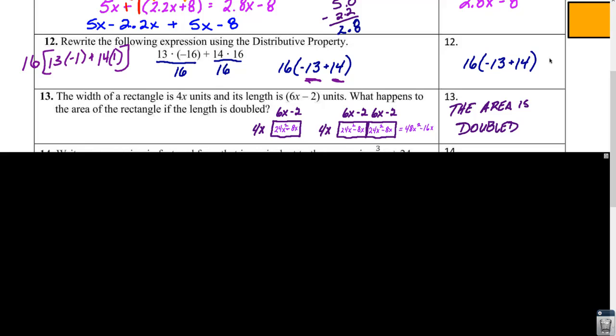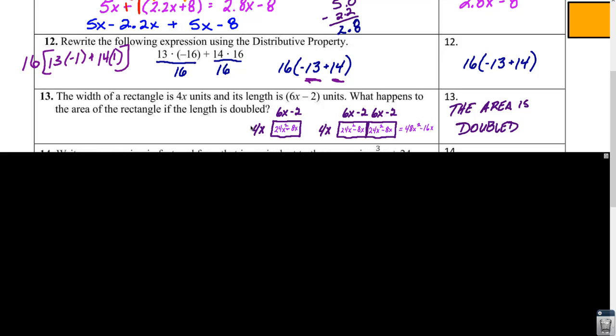Get rid of my rectangle there. So if we double it, we end up with another section that's 6x minus 2 long. So now we have a 4x times a 6x minus 2 and another 4x times a 6x minus 2. We would end up doubling the area.